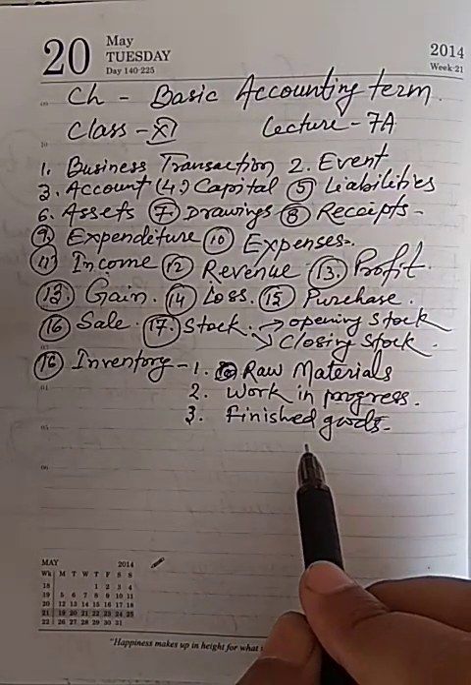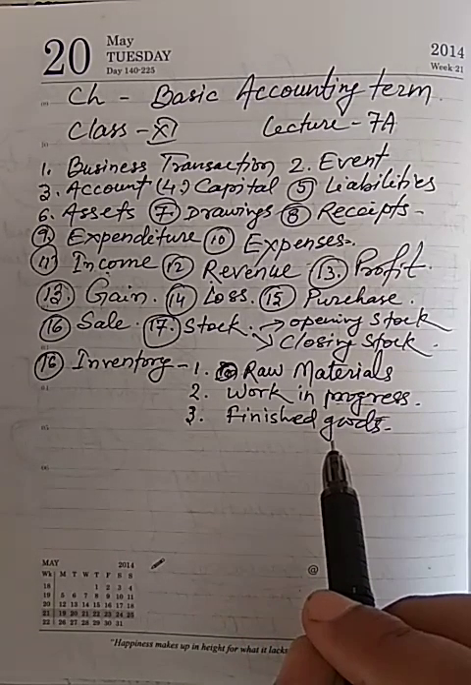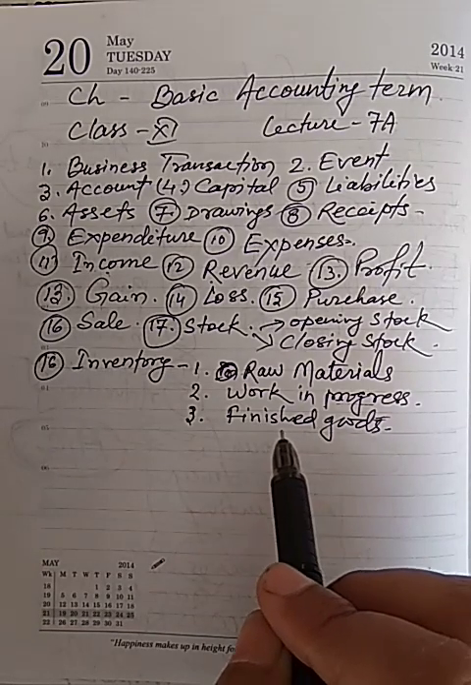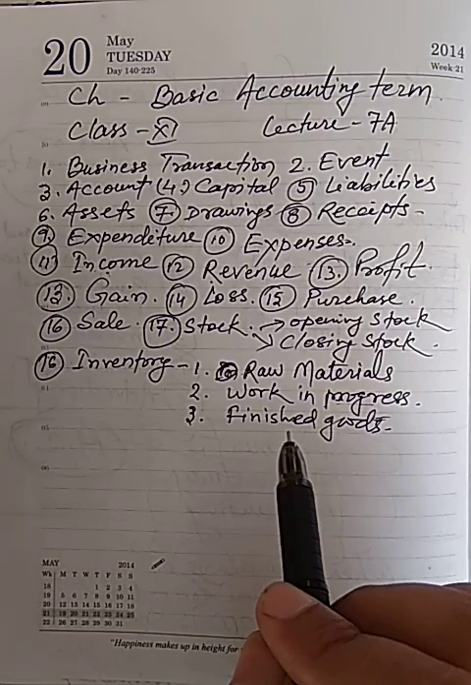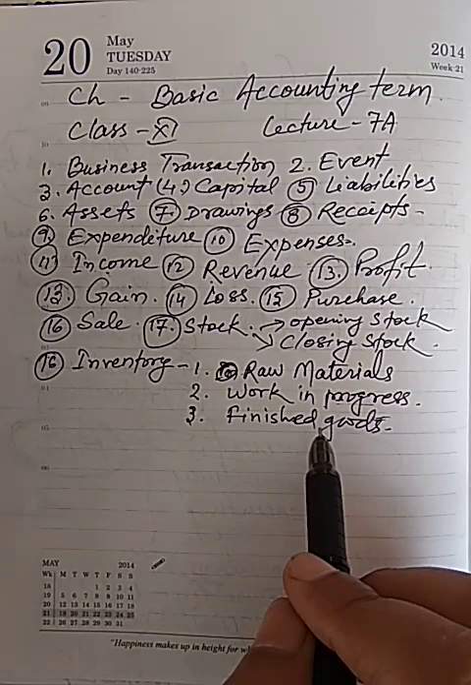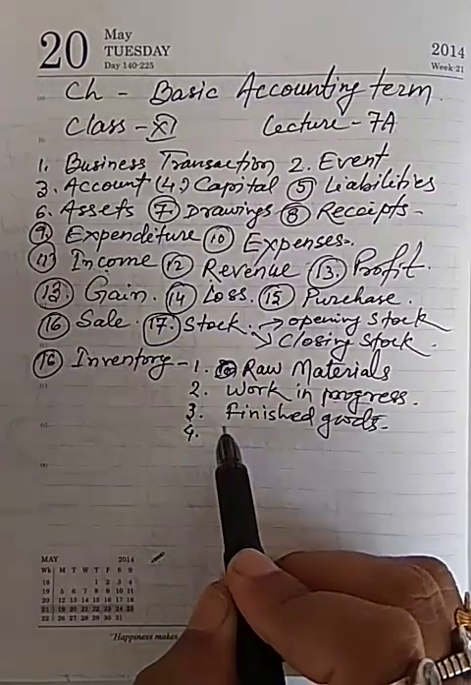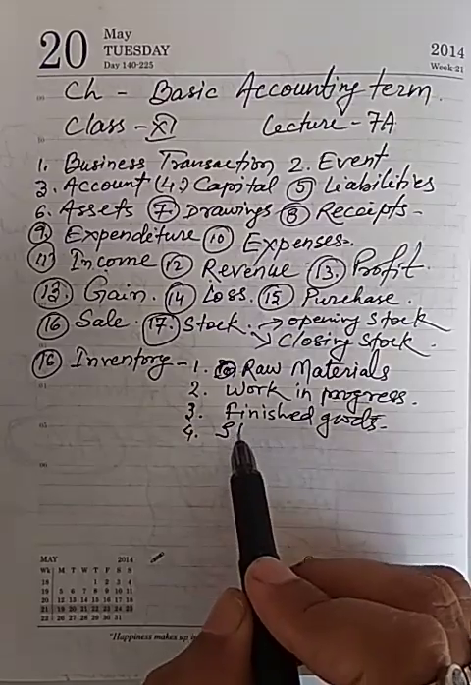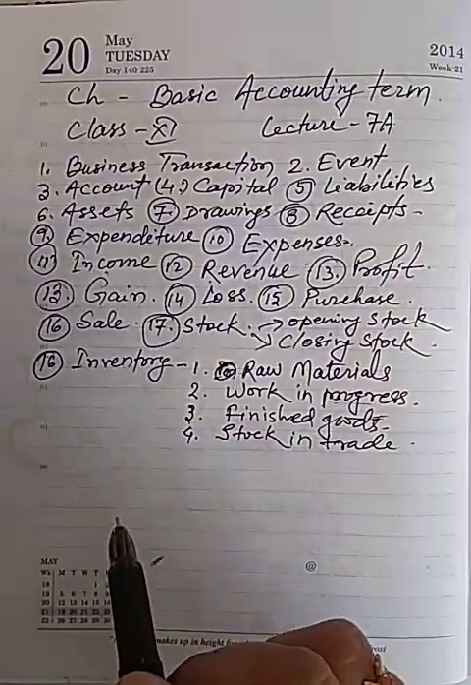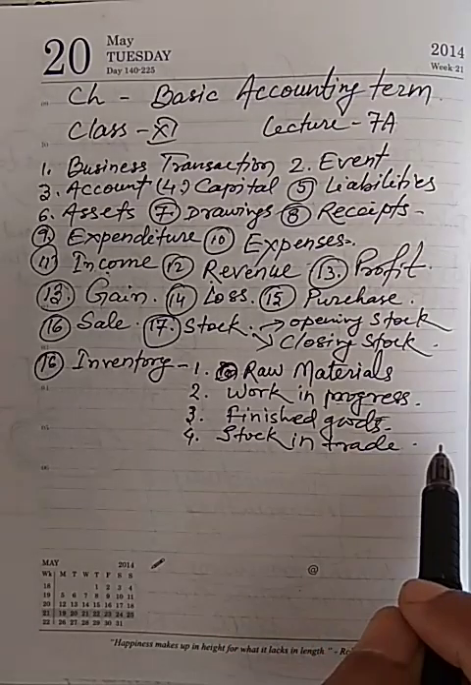Third point is inventory of finished goods. It includes the inventory of those goods which have been completely processed and are ready for sale but are lying unsold at the end of the accounting period. In case of a cloth mill, the value of finished cloth will be the value of inventory of finished goods. Fourth point, inventory of stock in trade. It includes the value of those goods which are purchased for resale.